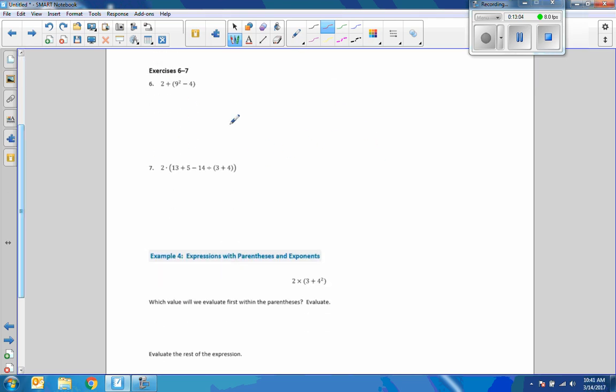Okay? Now we have an exercise 6 and 7. Try these, come back, check your answers. Here we go. 2 plus. I have parentheses. That's going to happen first. Within the parentheses, I have an exponent. That happens first. So I'm going to leave the parentheses there. 9 squared is 81 minus 4. Now that this is still in parentheses, that comes first. 81 minus 4 is 77. And 2 plus 77 is 79.